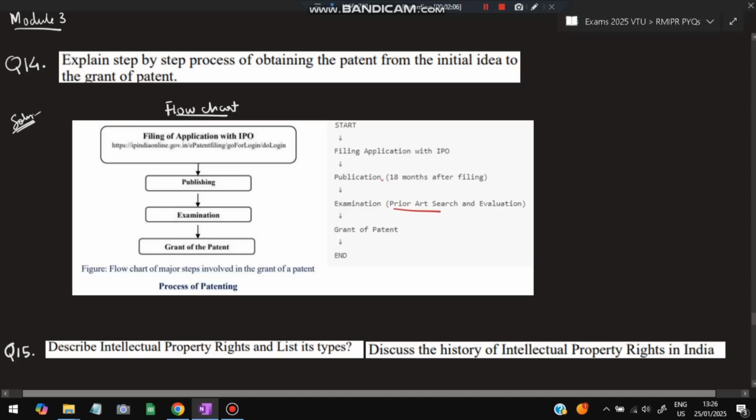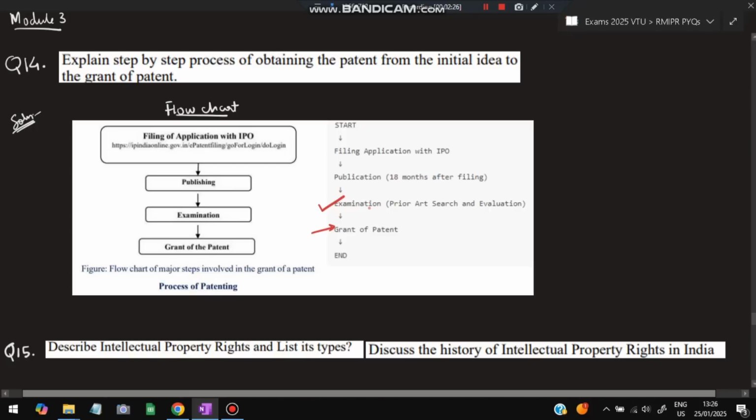If any objections are there, the applicant must respond to them. The applicant must respond and address those objections. And the importance is that it ensures that the invention meets the patentability criteria. So once this examination is passed, then the grant of the patent will happen.